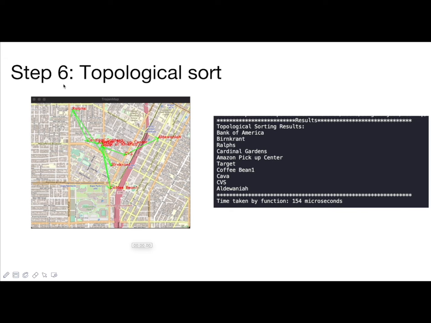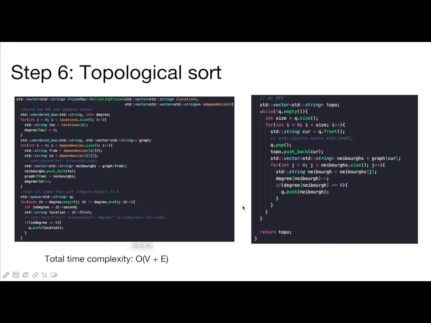Step 6, topological sort. We can get the topological order after inputting the dependencies vector and the vector of nodes. The result shows the topological sort results of our input. The total time complexity here is O(V + E), since we need to traverse all the nodes in the given dependency vectors.